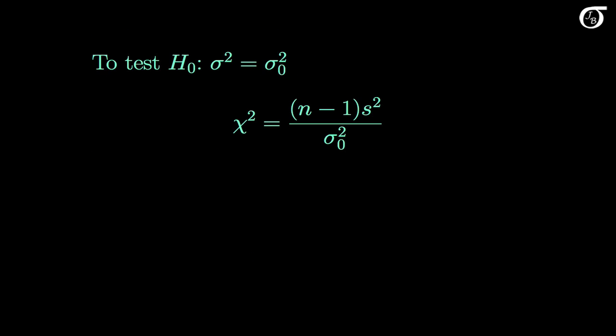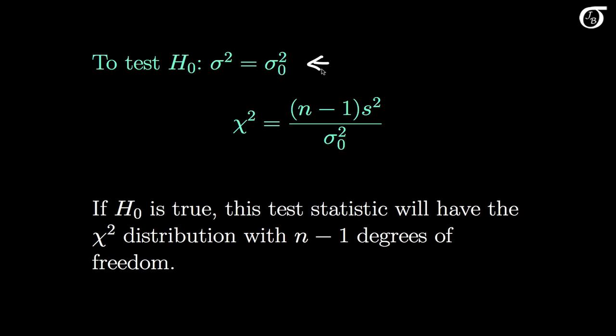To test that null hypothesis, we will use this chi-square test statistic, n-1 times the sample variance s squared divided by the hypothesized variance. If this null hypothesis is true, and sigma squared equals sigma naught squared, and the normality assumption is true, this test statistic will have the chi-square distribution with n-1 degrees of freedom. So we will get the p-value of the test from the chi-square distribution. Let's look at how we'll do that.